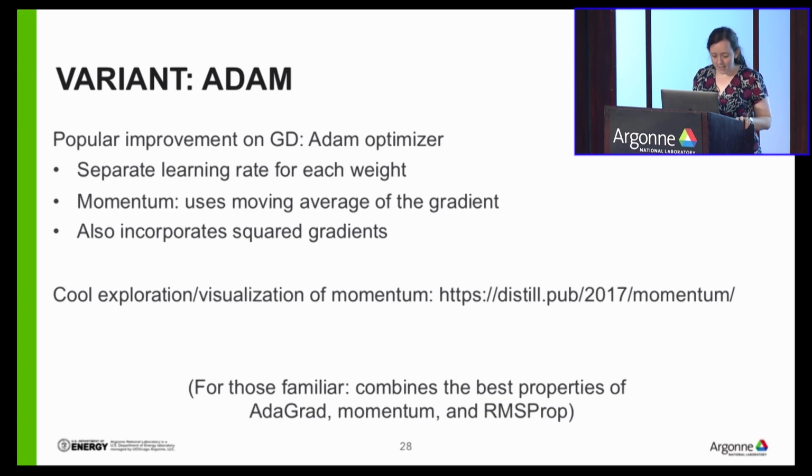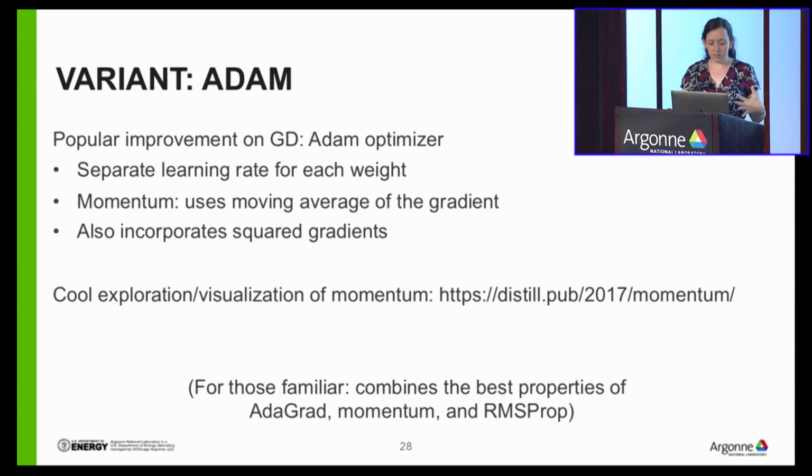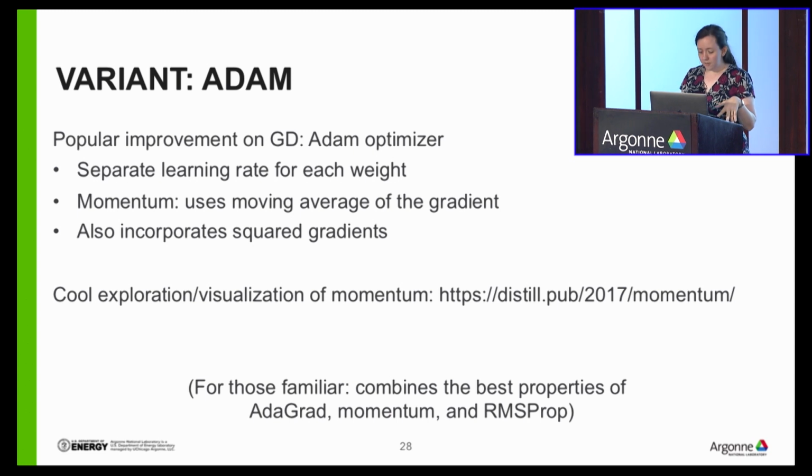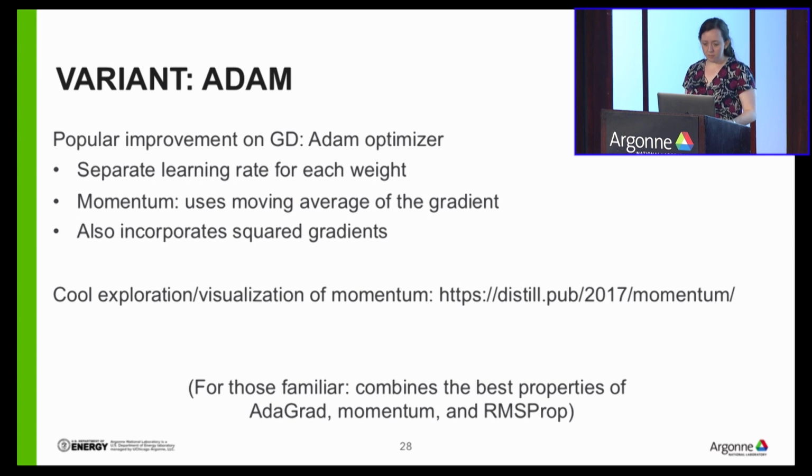Okay, so in practice, we don't usually literally use gradient descent. We use some variants. If you look at these deep learning libraries, you have a lot to choose from. Really popular right now is the Adam optimizer. One feature is that it learns a separate learning rate for each weight. It also has this idea of momentum, so using a moving average of the gradient. And it uses squared gradients. And if you go to this link later, there's a cool visualization of why momentum works.